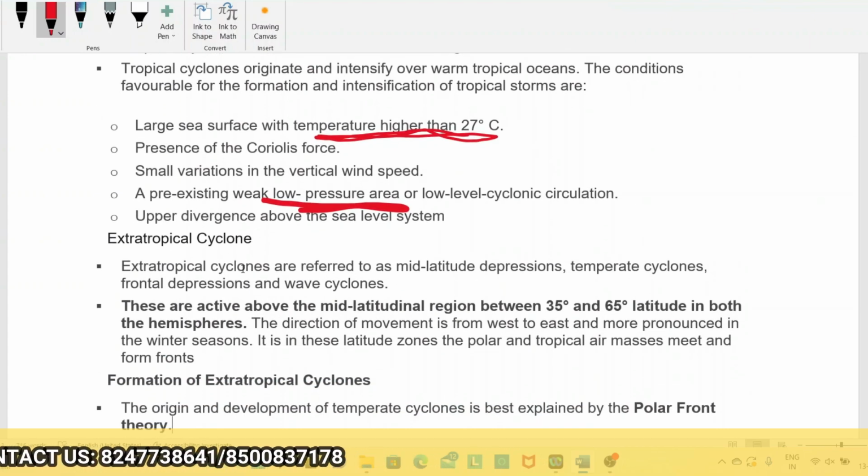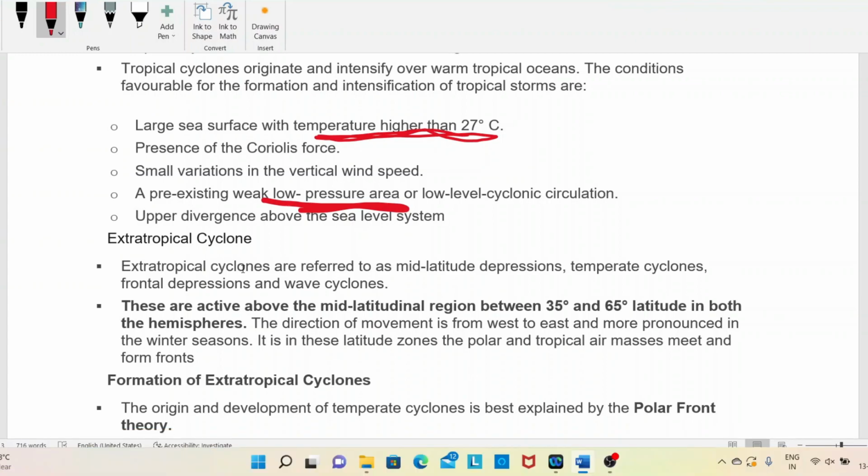Extratropical cyclones are referred to as mid-latitude depressions. Temperate cyclones are frontal depressions and wave cyclones. Temperate cyclones are also defined as mid-latitude cyclones, frontal depressions and wave cyclones. These are active over the mid-latitudinal region between 35 degrees to 65 degrees latitude in both hemispheres.